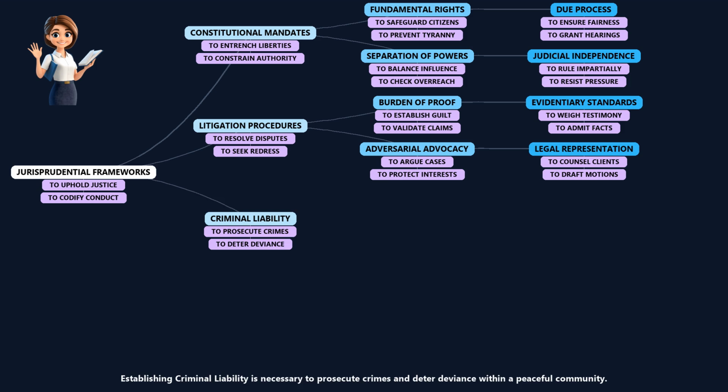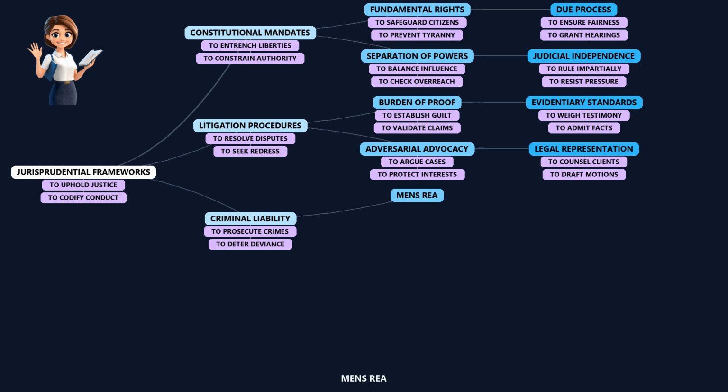Criminal liability. Establishing criminal liability is necessary to prosecute crimes and deter deviance within a peaceful community. In other words, we are deciding exactly who is responsible for a bad act so they can be punished according to the law.